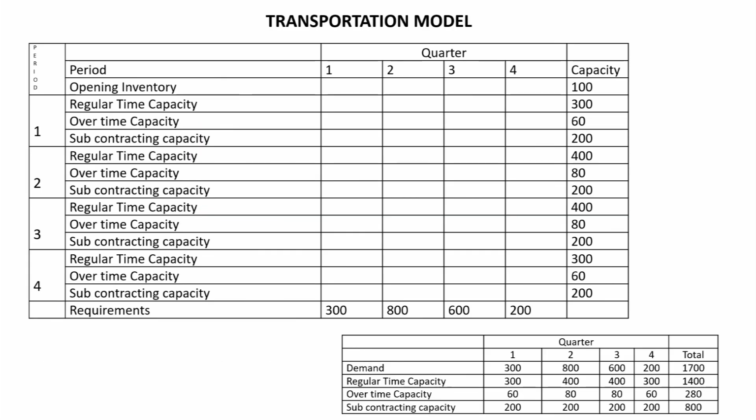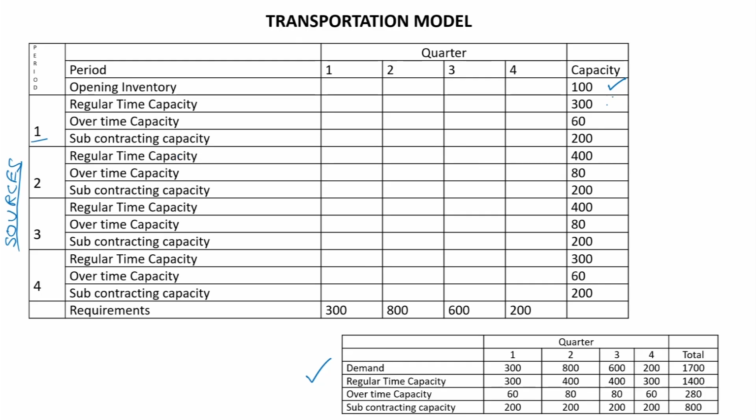I have just copied the demand and the capacities here, so that you can understand better. I have some opening inventory, that is my source of material, 100 units of opening inventory is available. So, these are my various sources of material available with me. Then in quarter 1, I have a regular time capacity of 300 units, subcontracting capacity of 200 units, and overtime capacity of 60 units.